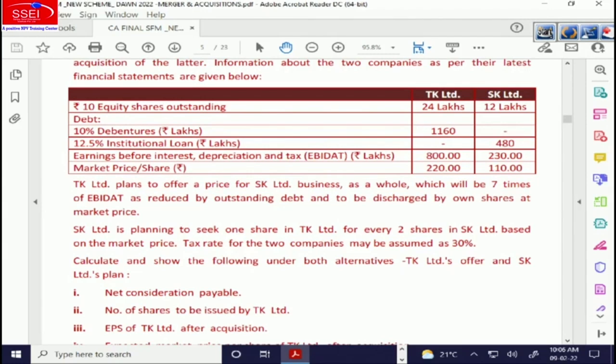I don't think you mind the fact that, sir, you are not writing. How does it matter? 7 times EBITDA, 7 into 230, and reduced by debt means minus 480. That comes to 1130 lakhs.